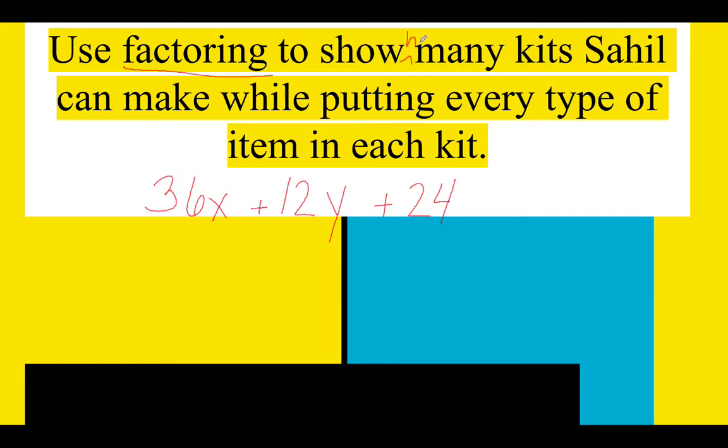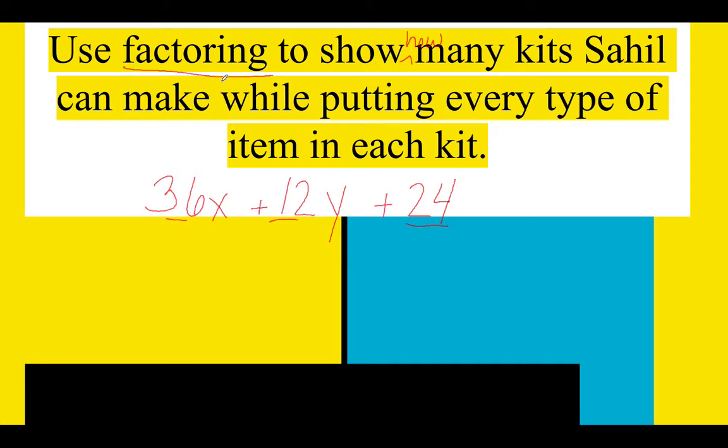Now we're going to use factoring to show how many kits Sahil can make while putting every type of item in each kit, right? Notice that it does not tell you to use the GCF because there are several different possibilities, right? I can look at 36, 12, and 24, and think about what are some factors of those three numbers. What factors do they share? Then I can pick one of those factors because it didn't tell me to use the greatest common factor.